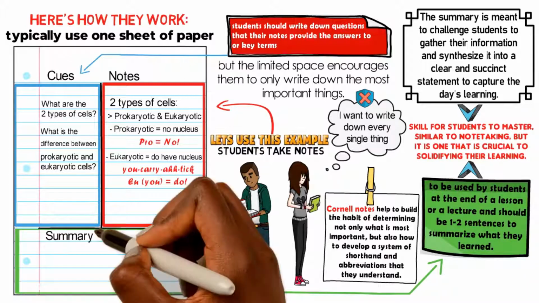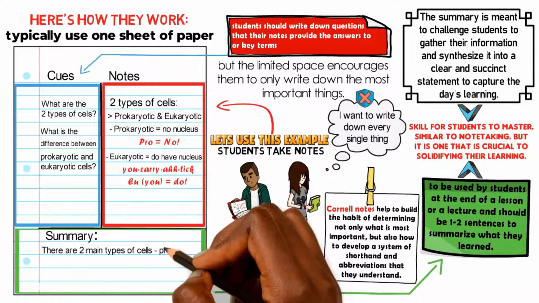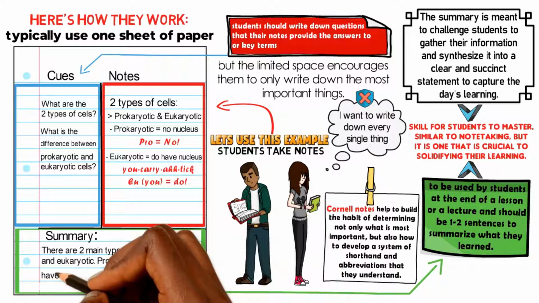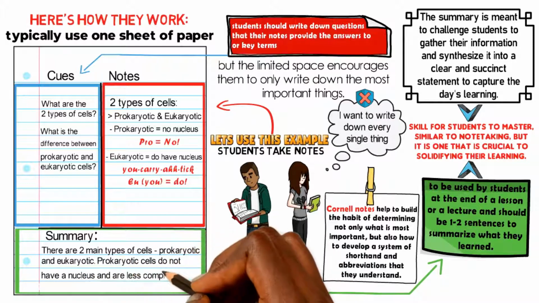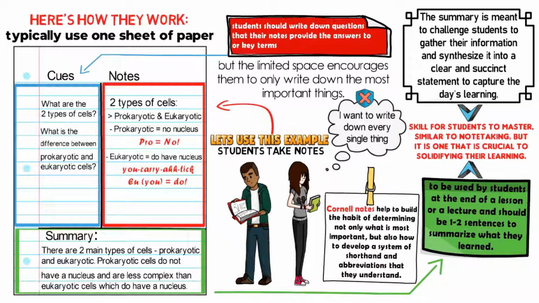learning. So the summary for this example is that there are 2 main types of cells, prokaryotic and eukaryotic. Prokaryotic cells do not have a nucleus and are less complex than eukaryotic cells, which do have a nucleus.